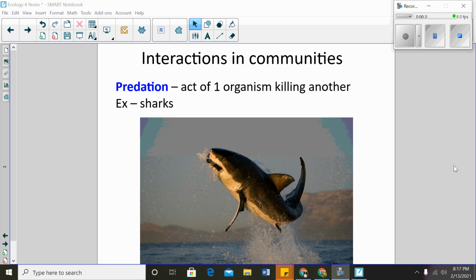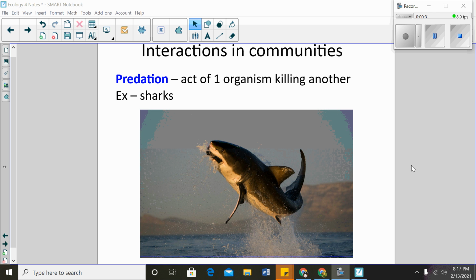An example in my image here is the shark. It's a top carnivore, so it's going to hunt its food. That needs to occur so that the shark can survive.